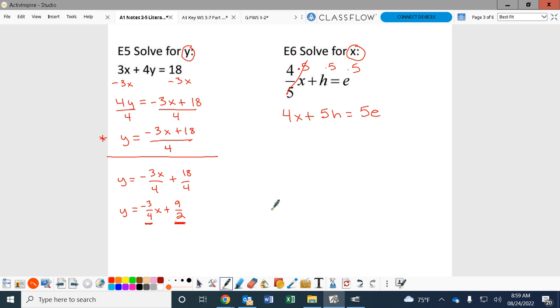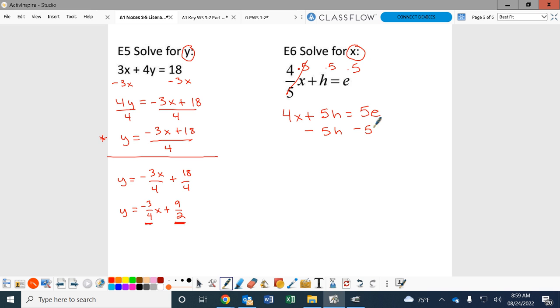Okay. Now, is the x by itself? No. What needs to move first? Oh, we don't want to divide by 4 because then we make fractions right here. We want to get what's added or subtracted move first. Move that first, guys. So it's going to be minus 5h minus 5h.